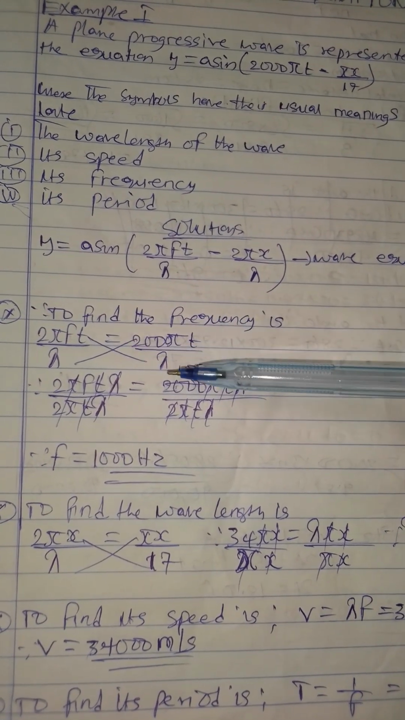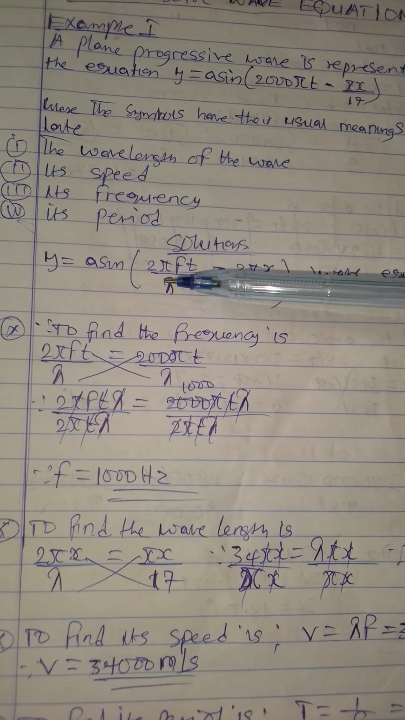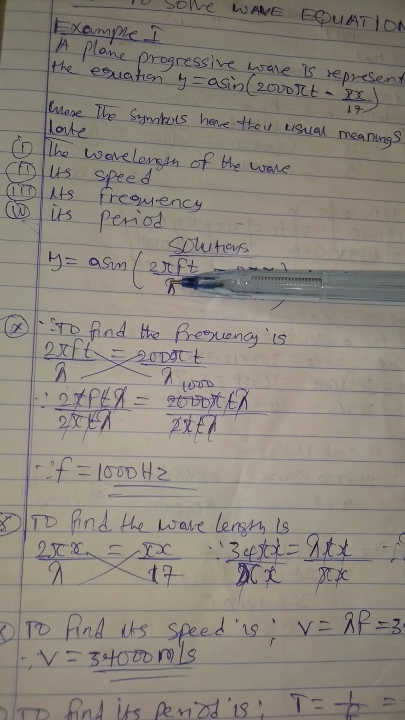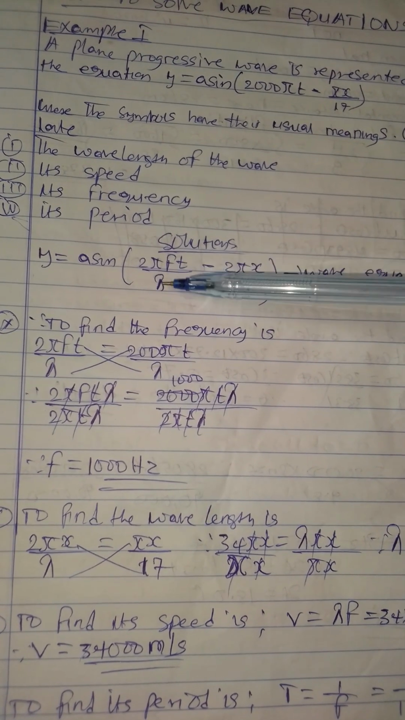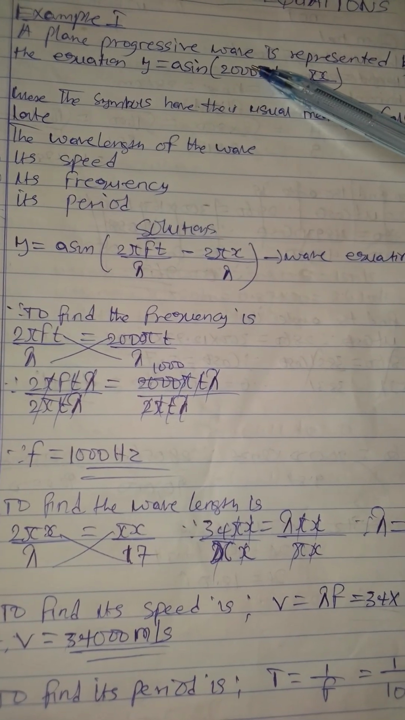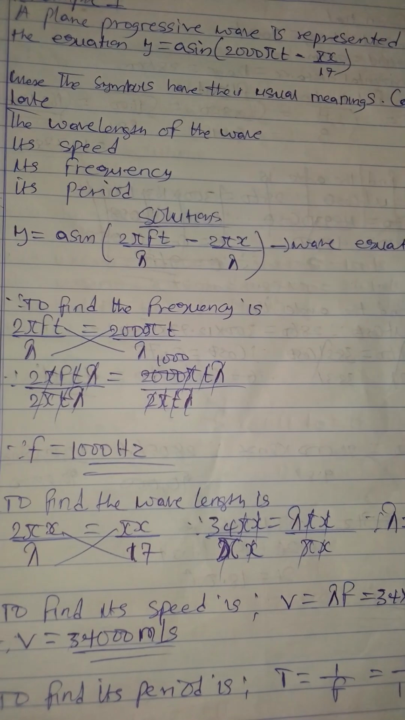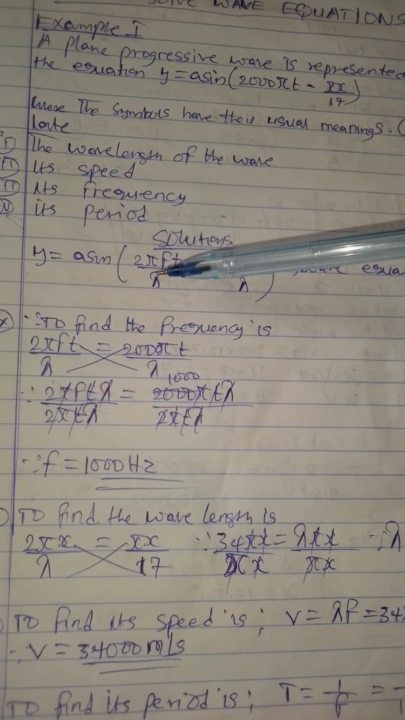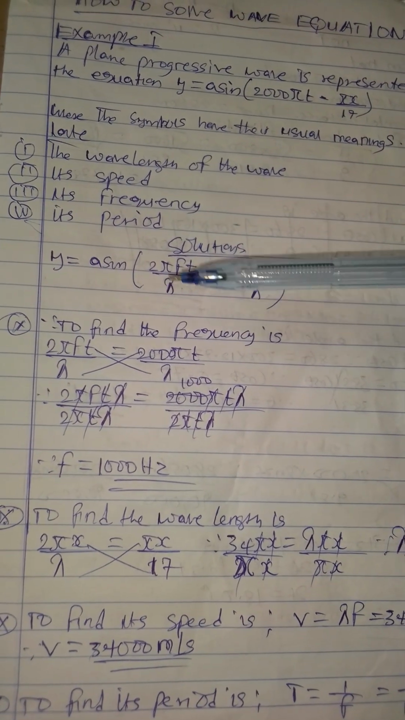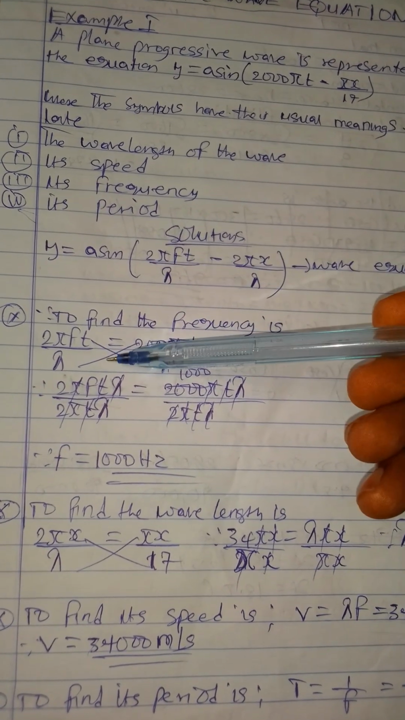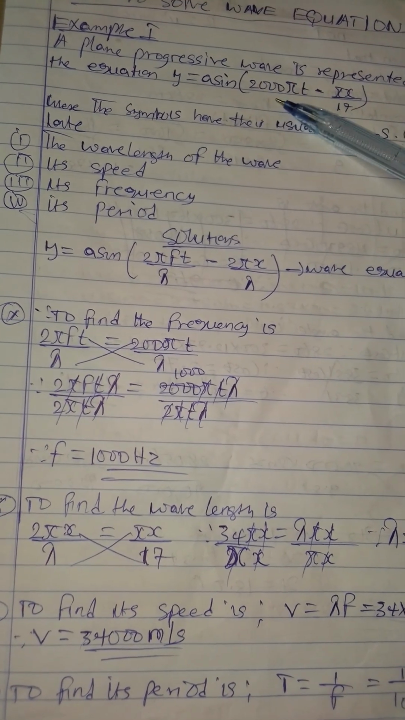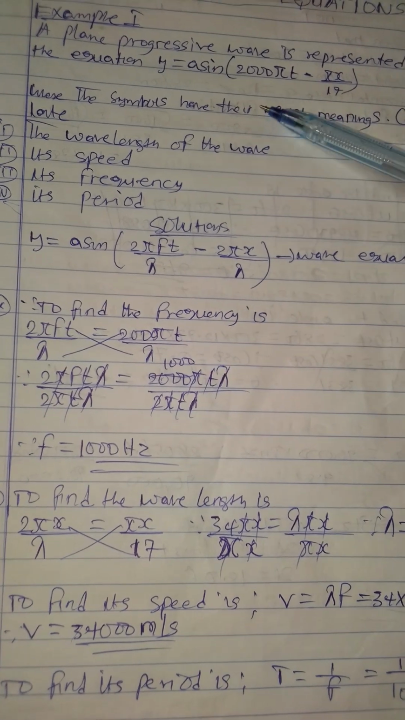Now, to find the frequency, if you check between these two equations, which one has frequency? This one has frequency, right? And between these two equations, which one contains t? This one contains t, right? That means we have to take this equation and this equation in order to find the frequency. So 2πft/λ is equal to, if you collect it from this wave equation, 2000πt/λ.